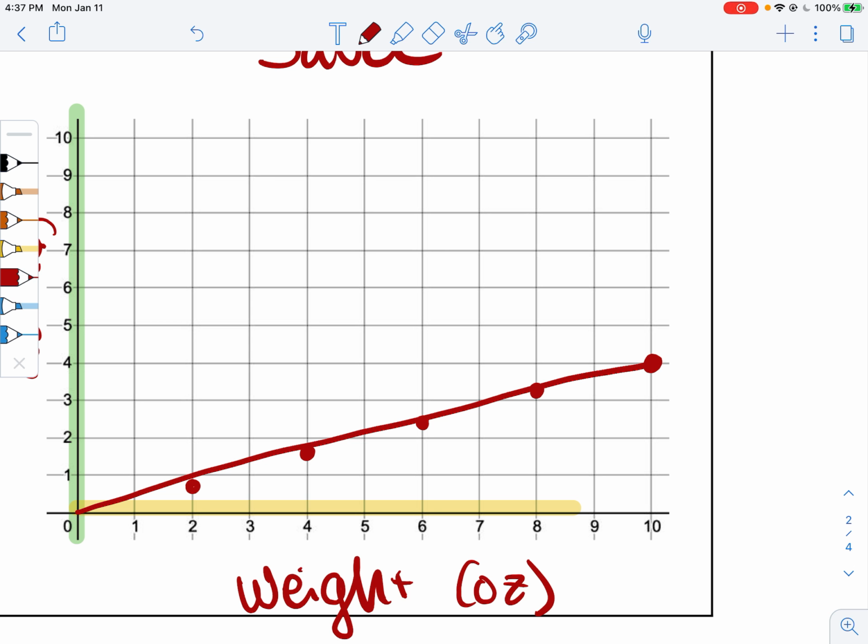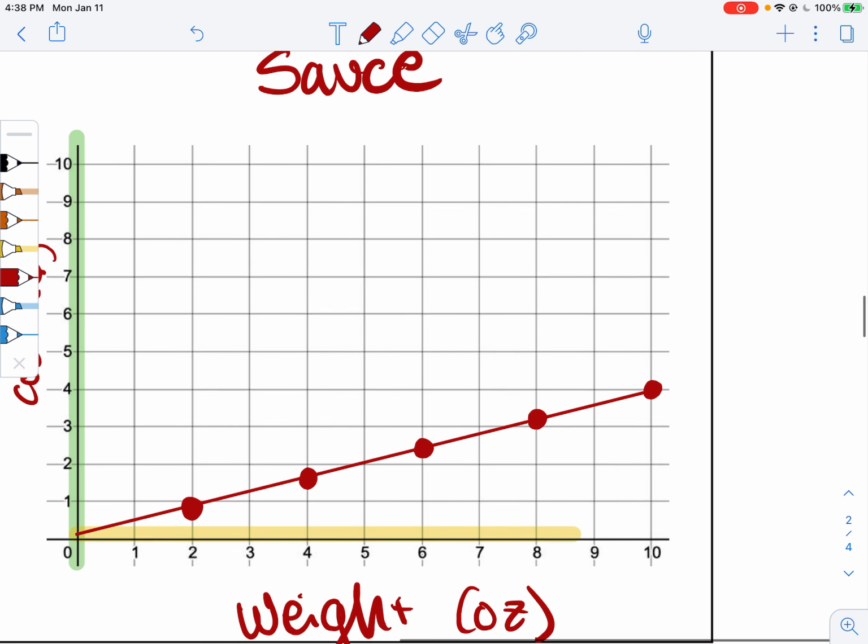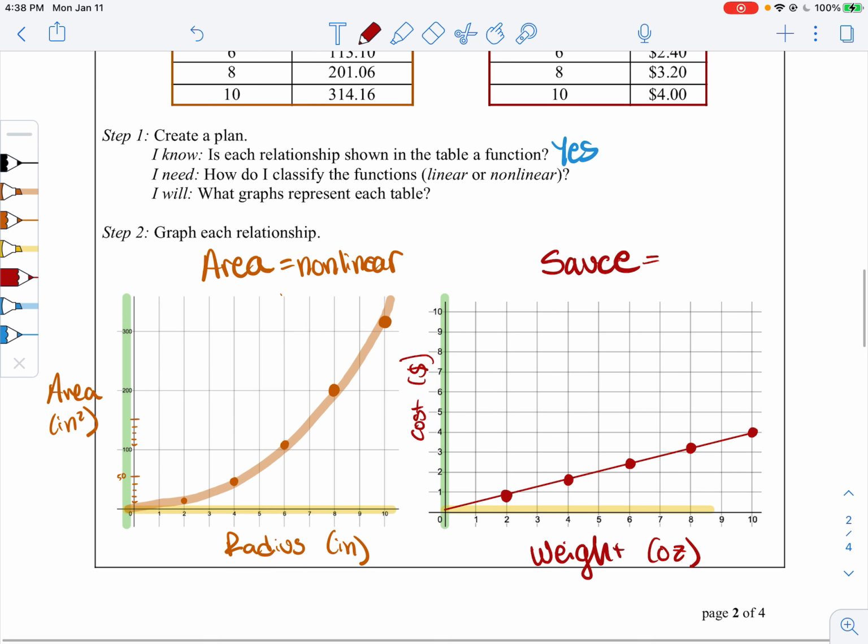But there you go. Okay, no, that's not good enough. I need to make a straight line. I'm obsessed. Okay, so I needed to make this point a little bigger. Yes, they do all lie on the same line. So that means the sauce cost is linear.